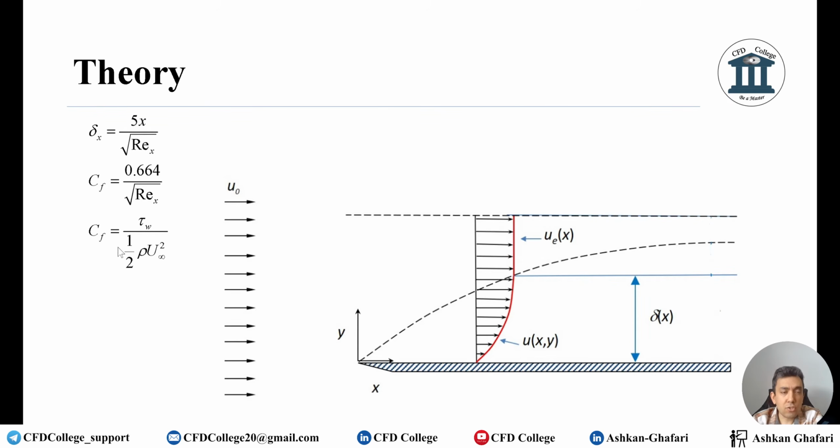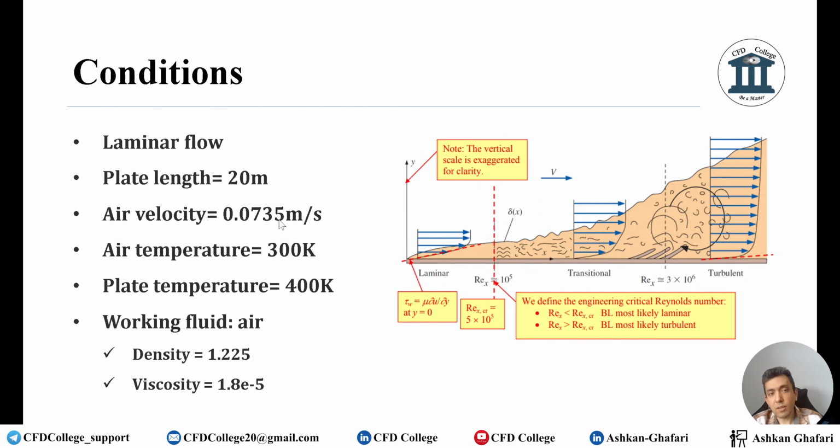And this is the general equation for skin friction factor: the wall shear stress divided by one half density times velocity squared. So we have this domain, as I mentioned, and we know the velocity and everything.